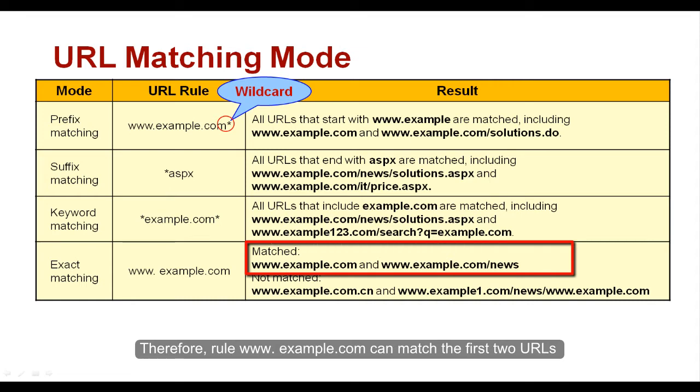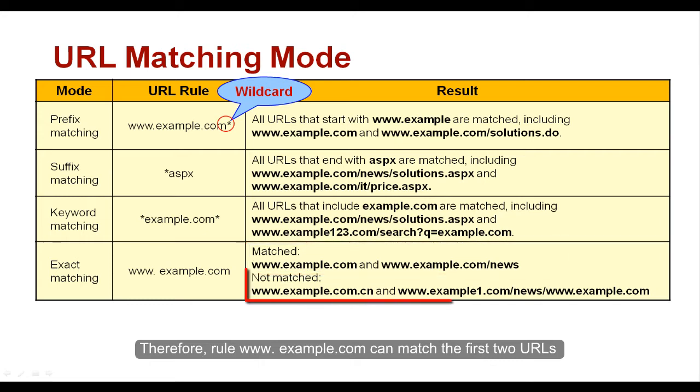Therefore, rule www.example.com can match the first 2 URLs, but not the latter 2.